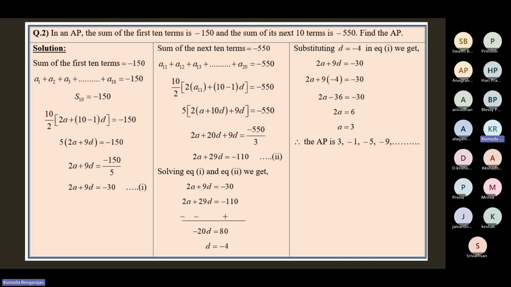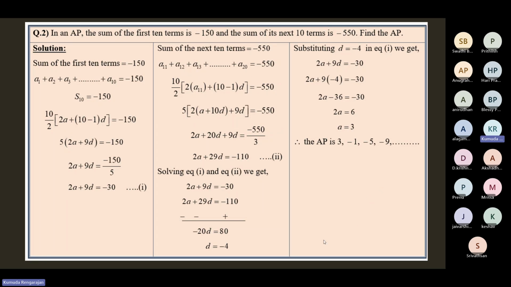This calculation is simple for you. You can solve the two equations and find the values of A and D. But somewhere if you have a doubt, you have to ask me. So please remember all this. Start working. And I'm right here.